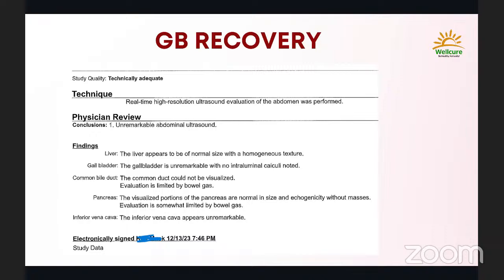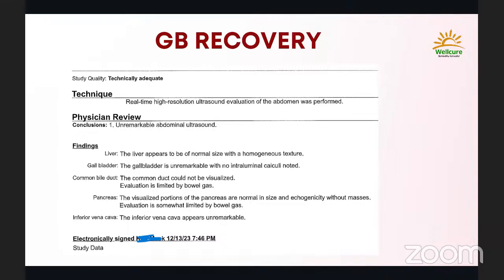The liver appears normal in size, okay, normal texture. And then the gallbladder is unremarkable with no intraluminal calculi. That means all the gallstones are gone. Within a period of less than 2 years, all her gallstones are gone.